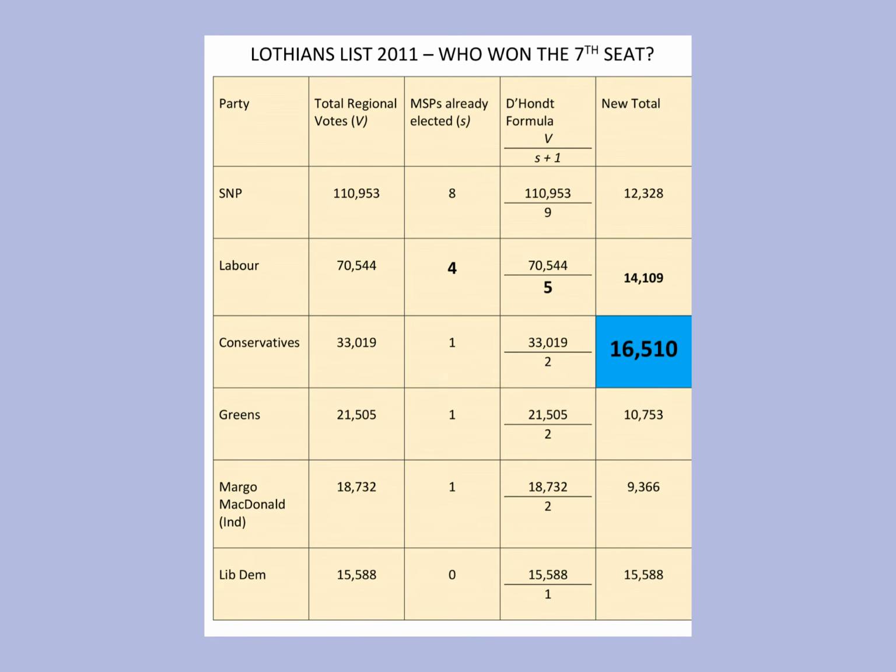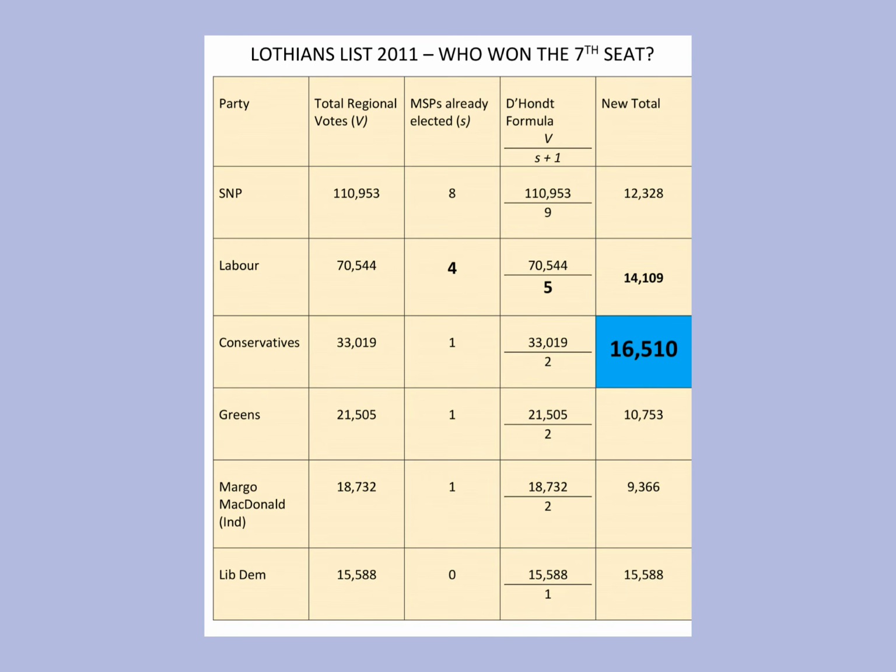One thing to point out at this stage is that neither the SNP nor the Lib Dems have won a list seat. Once the SNP regional total was divided by the number of constituencies they had won, they had fewer votes than the Lib Dems, who also didn't have enough to win a regional seat at all.